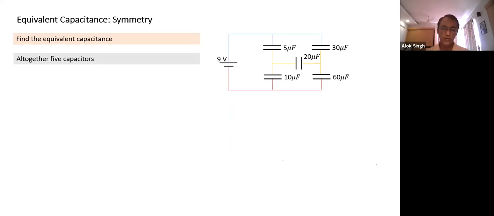What is the equivalent capacitance? First thing, every time, start checking a method first. Let me look for something in parallel, something in series. Do you find anything connected in parallel or series here?